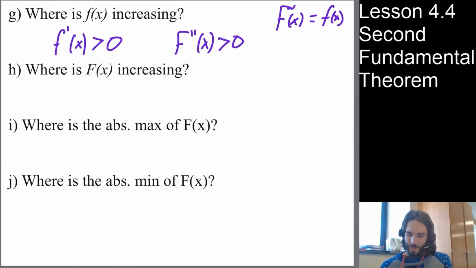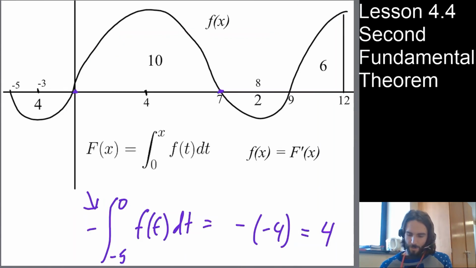Where is big F increasing? So big F is increasing where f of x is greater than 0, since the derivative of big F is little f. So that is from 0 to 7 and from 9 to 12. It's just where that graph is above the x-axis.